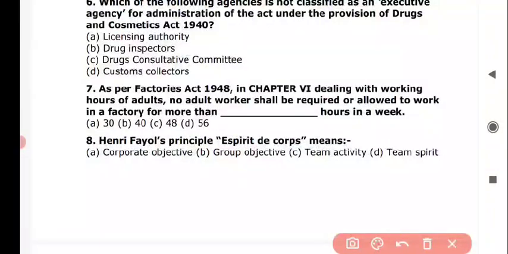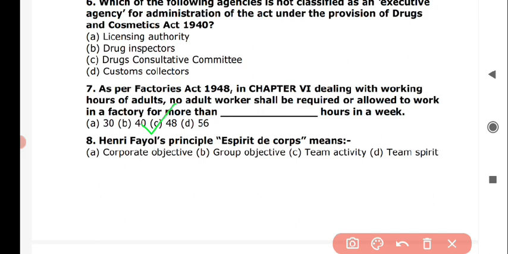Next question is, as per Factories Act 1948, in Chapter 6 dealing with working hours of adults, no adult worker shall be required or allowed to work in a factory for more than how many hours in a week? And the correct answer for this question is option C, 48 hours.